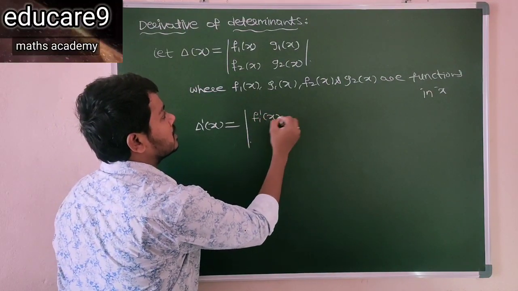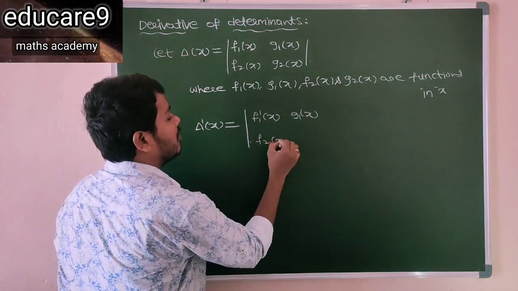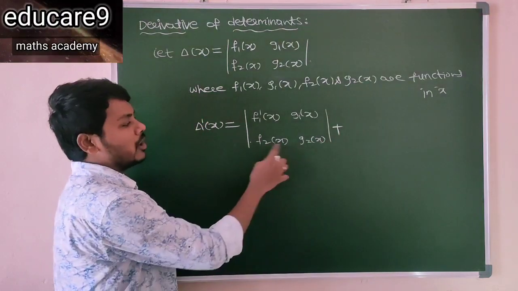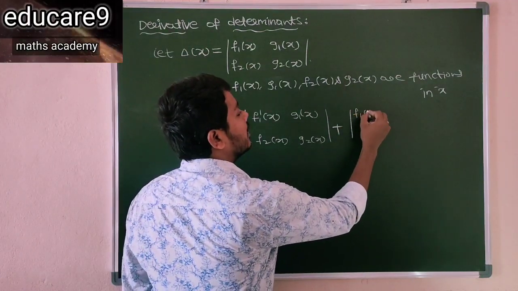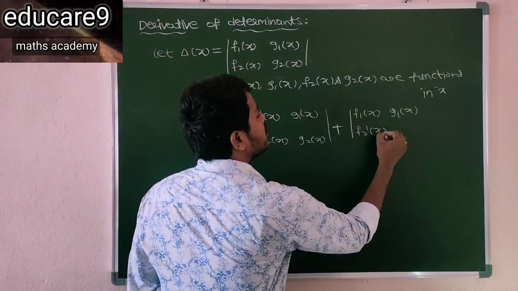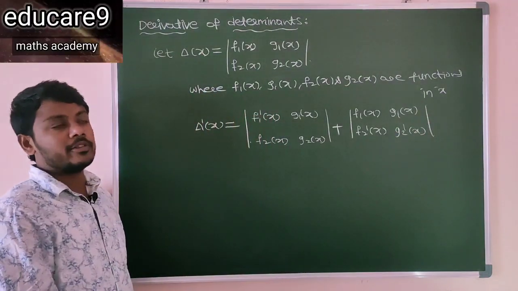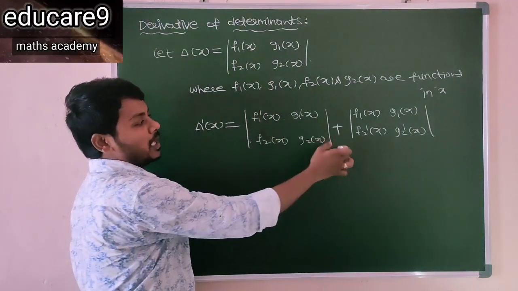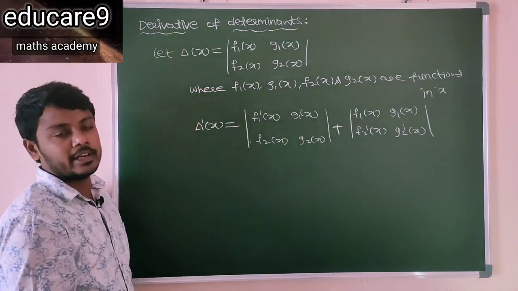f1 dash of x, g1 dash of x. Here f2 of x, g2 of x, plus the derivative of the second row, that is f1 of x, g1 of x. Here f2 dash of x, g2 dash of x. Here the derivative of the determinant can be written as the derivative of the first row plus the derivative of the second row. Okay, that is the derivative of the given determinant.